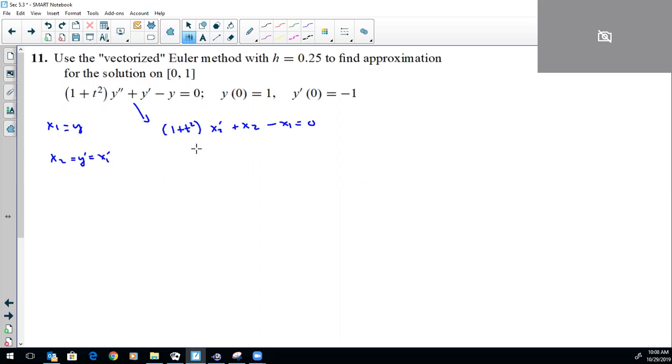Now, to put this in normal form, I need to solve for x2 prime. So that would mean I add x1 to both sides, I subtract x2, and I divide by 1 plus t squared, which is multiplying by 1 over 1 plus t squared. So this is x2 prime, and x1 prime is x2. So this is my normal form. Let's put in some initial conditions here.